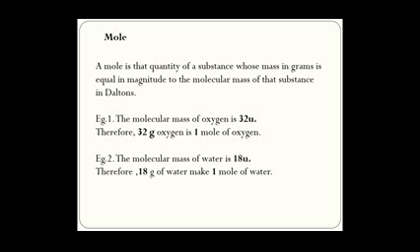Now we will revise mole. A mole is that quantity of substance whose mass in grams is equal in magnitude to the molecular mass of that substance in daltons. So it's very simple. Molecular mass of oxygen is 32 u. Therefore, 32 gram oxygen is 1 mole of oxygen. Now another, molecular mass of water is 18 u. Therefore, 18 gram of water makes 1 mole of water.